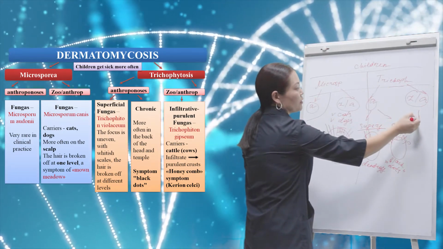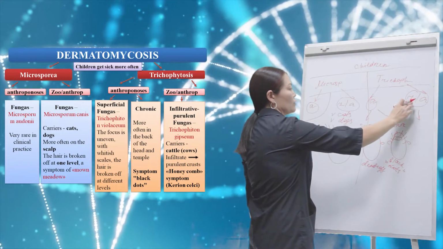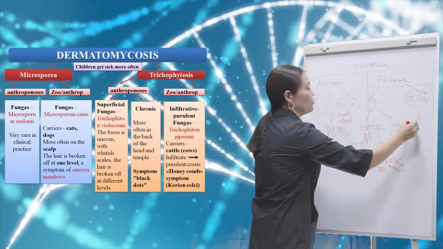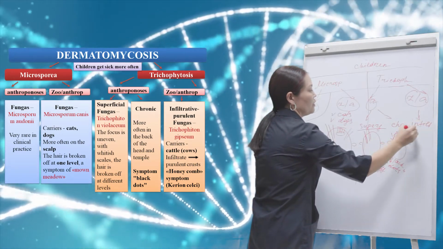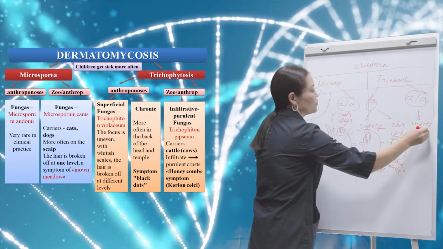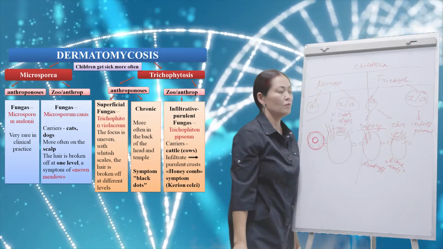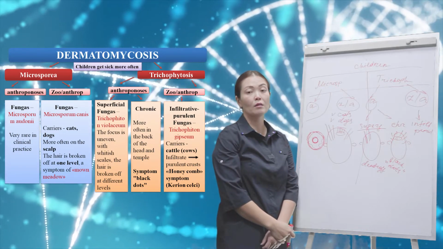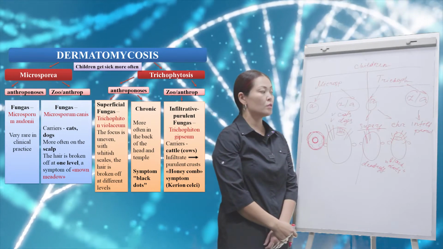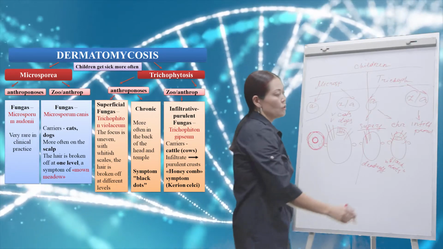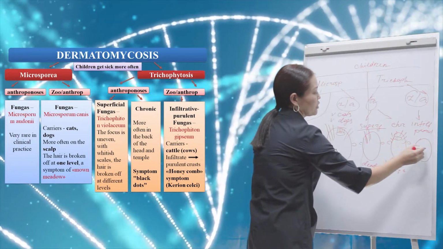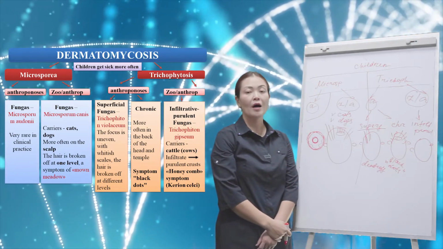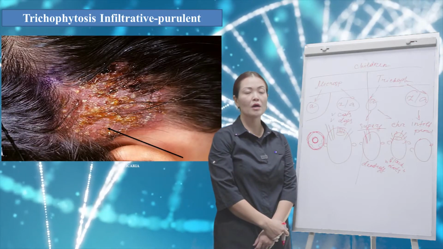And the last clinical form, which you can see in the zooanthroponotic type of Trichophyton infection, we call infiltrative purulent. This disease you can also get from an animal, and mostly it is cattle. It can be sheep, horses, cows, and so on. Pathological changes can also be located in the patient's head region, and the main symptom you will see here we call the honeycomb symptom. What does honeycomb symptom mean?